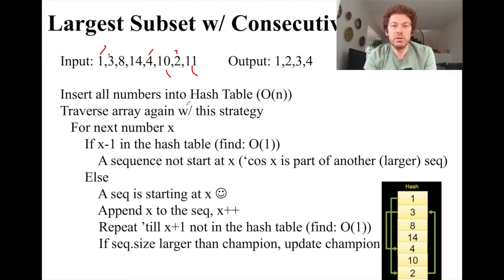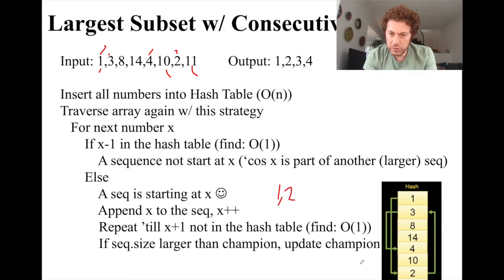Insert all elements into the hash table. Okay, for this case, it happens to be my hash table. Now, traverse the array with the following strategy. For the next number x, so 1 is my first number, x is 1. Is 0 in the hash table? No. So it will be clear later. So I am in this block. A sequence is starting because 0 was not in the table, so it means that 1 is a fresh start. So append 1 and make x 2.